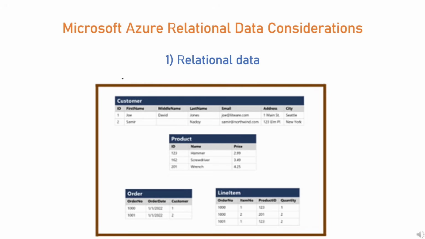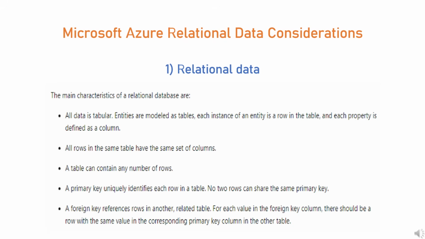Relational data. The main characteristics of a relational database are: all data is tabular. Entities are modeled as tables. Each instance of an entity is a row in the table, and each property is defined as a column. All rows in the same table have the same set of columns. A table can contain any number of rows.